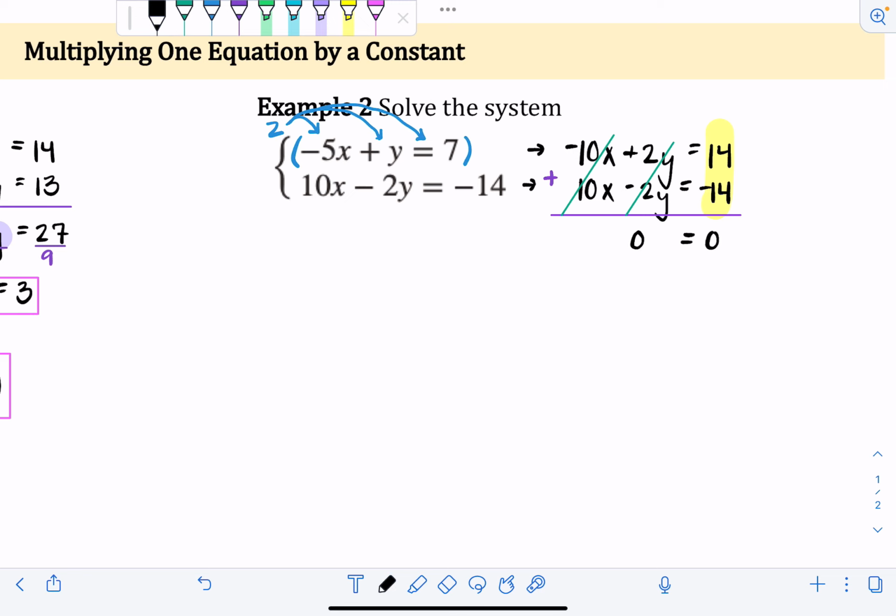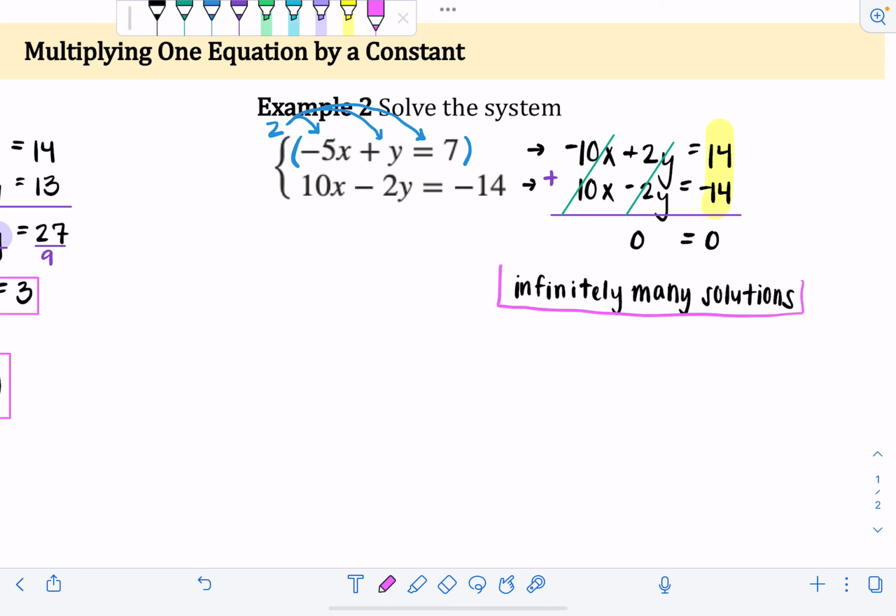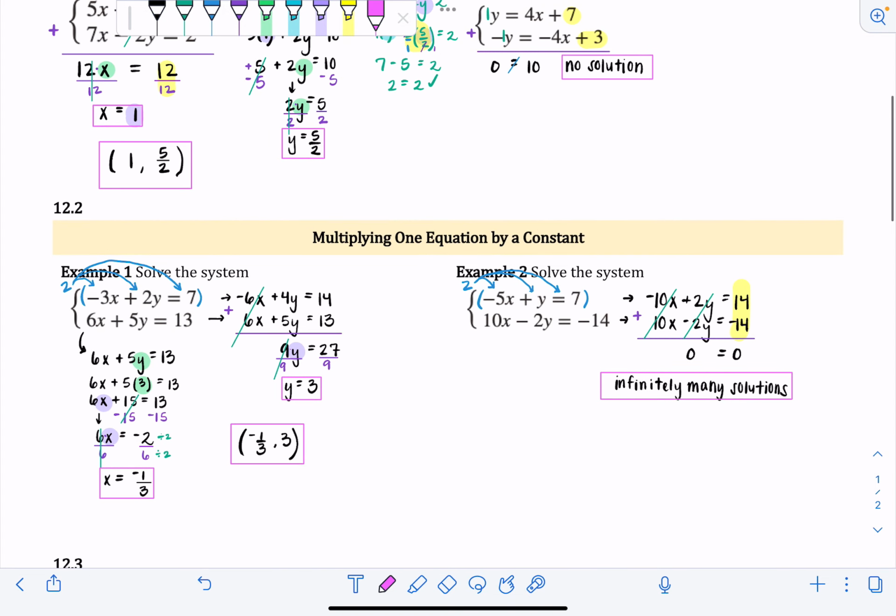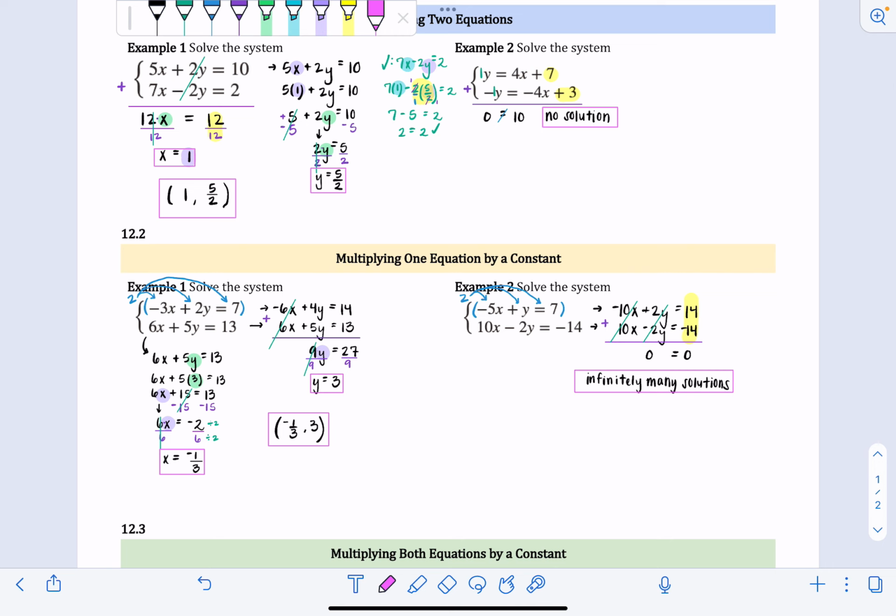So my variables all canceled out, and I was left with 0 equals 0, which is true. So that means that there's infinitely many solutions. Okay, so we talked about an example 2 from the first section. All the variables canceled out, and we had a statement that was not true. We had 0 equals 10, so if it's not true, it's no solution. Here we had 0 equals 0, which is true, so it's infinitely many solutions.